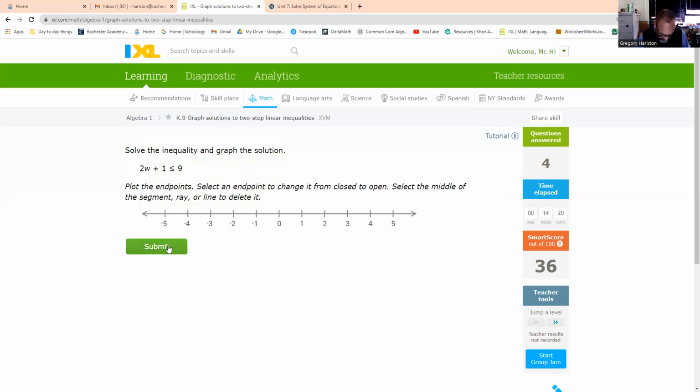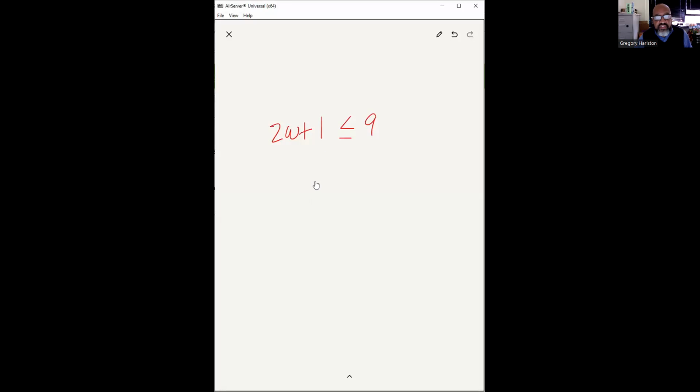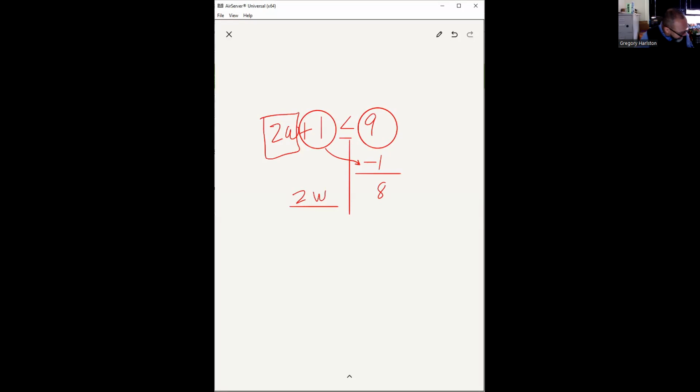All right, so this one is 2w plus 1 is less than or equal to 9. So let me go back to the iPad real quick. On this one, this would be a box. This would be a circle. This would be a circle. We move this across, change the sign. So 9 minus 1 is going to be 8. And then on this side, we're going to have 2w. And so you just divide by 2. And so this is going to be w is less than or equal to 4.